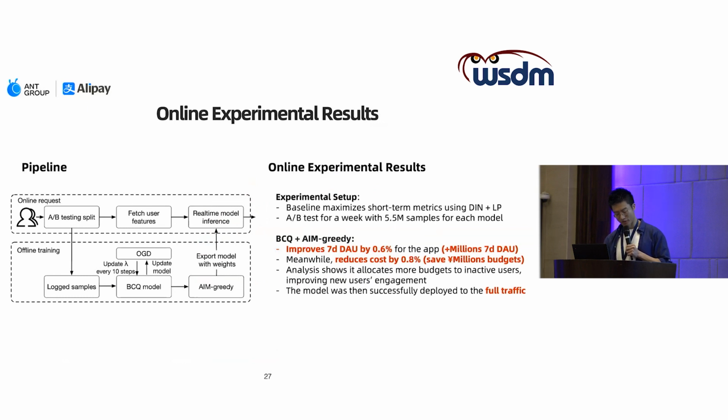After running the experiment for a week, our method improves the weekly average DAU by 0.6% for the whole app. Meanwhile, it reduces the coupon cost by 0.8%. Both are statistically significant, increasing the DAU by millions while saving millions of budget. Our analysis shows that it allocates more budget to inactive users, and hence improves the new users' engagement. The model was then successfully deployed to the full traffic.